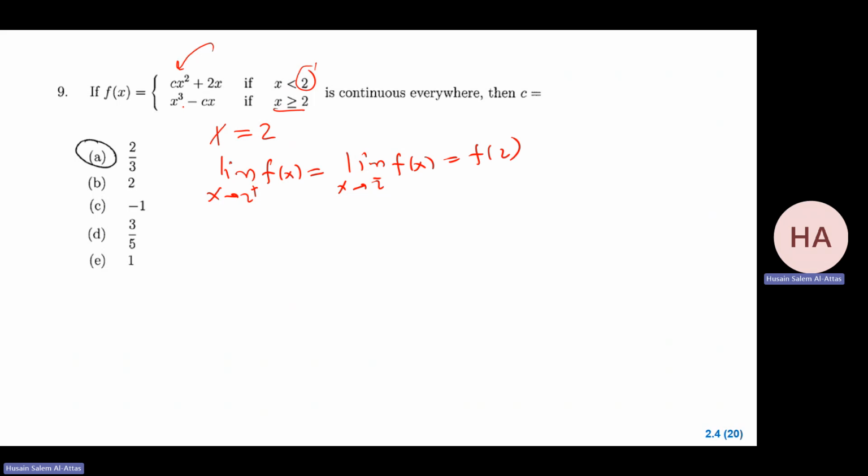From right, I'm here, that will be 8 minus 2c. From left, I am there, that will be 4c plus 4. So it will be that. That will be 6c here and 4 there. So c equal 4 over 6, which is 2 over 3. That will be the answer.